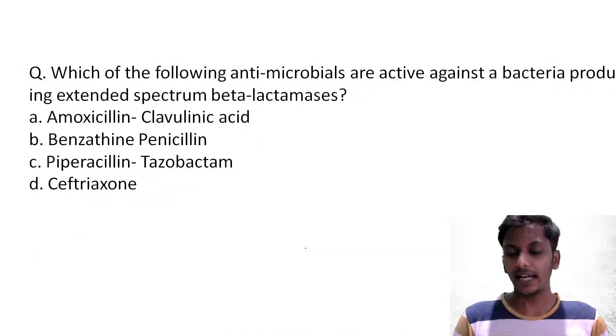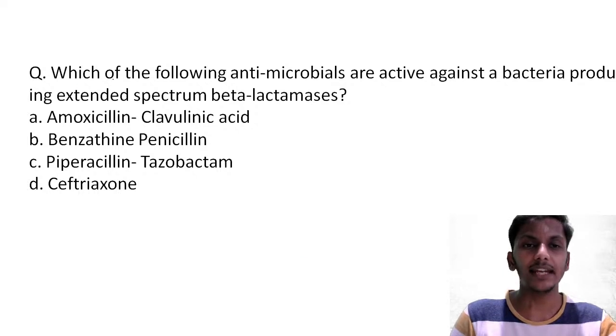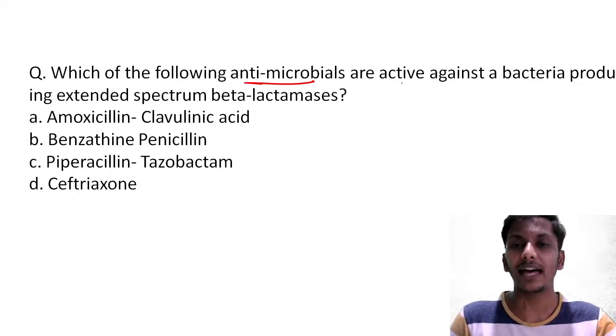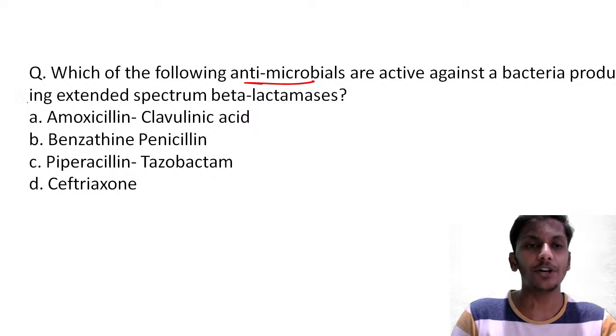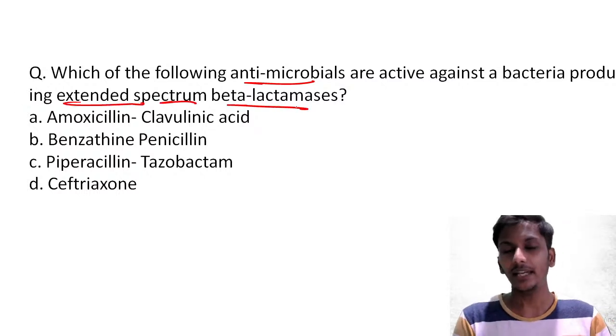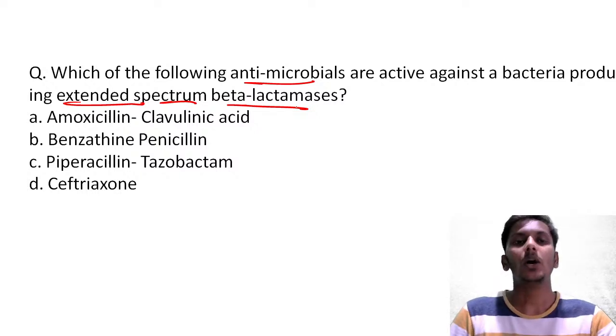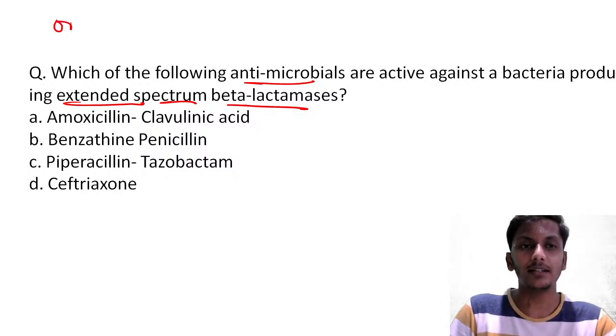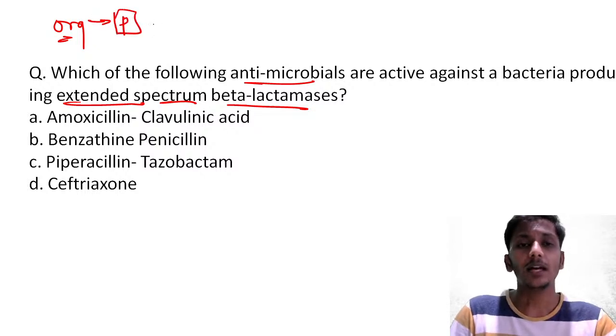Now, moving further guys, moving further with our next question, which states, which of the following antimicrobials are active against a bacteria producing extended spectrum beta lactamases? इसी की बात की हमने अभी. I've explained you the whole flow chart. What happened? There was some organism earlier. This bacteria was given usually penicillins, but these bacteria become smarter.